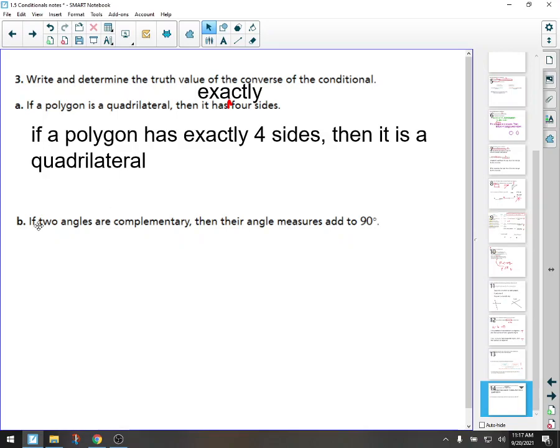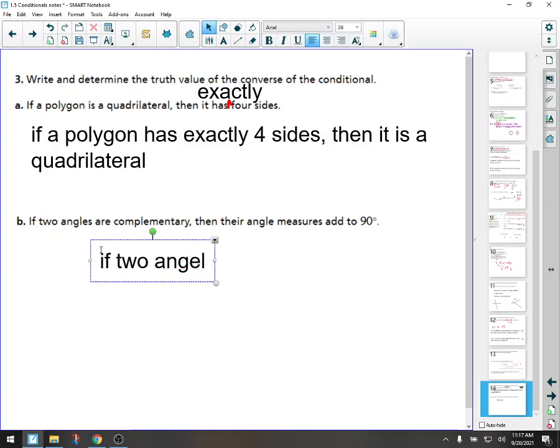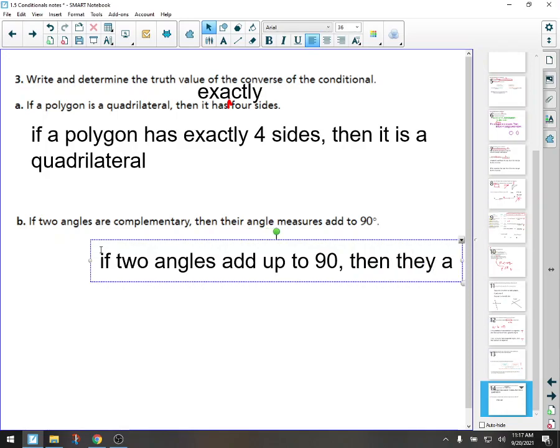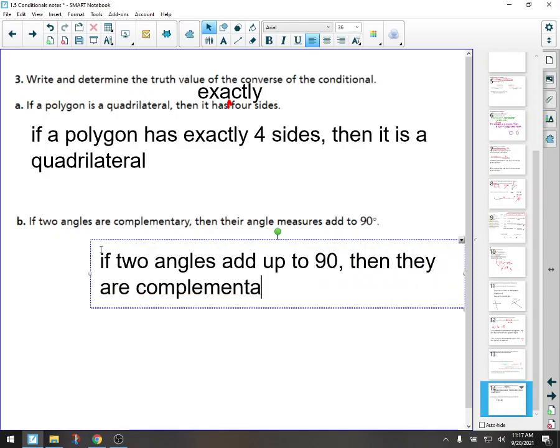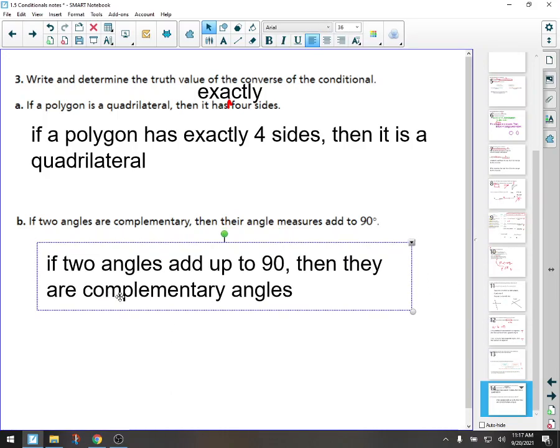Let's see. If two angles are complementary, then their angle measures add up to 90. So we could reverse this statement. If two angles add up to 90, then those two angles are called complementary. Two angles add up to 90, then they are complementary angles. So this is true as well. This is just the definition of complementary angles.